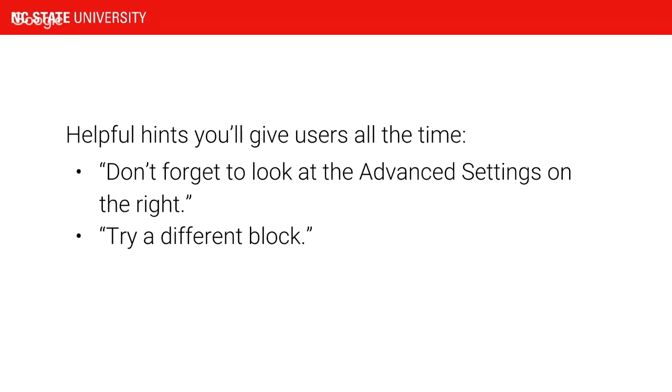So some helpful hints to tell people: don't forget about the advanced settings on the right, and try a different block. Those are two good pointers that everyone's going to want to hear and make sure to think about when you're editing, because it's easy to forget, and it can trip you up if you're trying to make one block do a thing it's not meant to do, or you're missing some settings that would help you make the block do what you want to do.